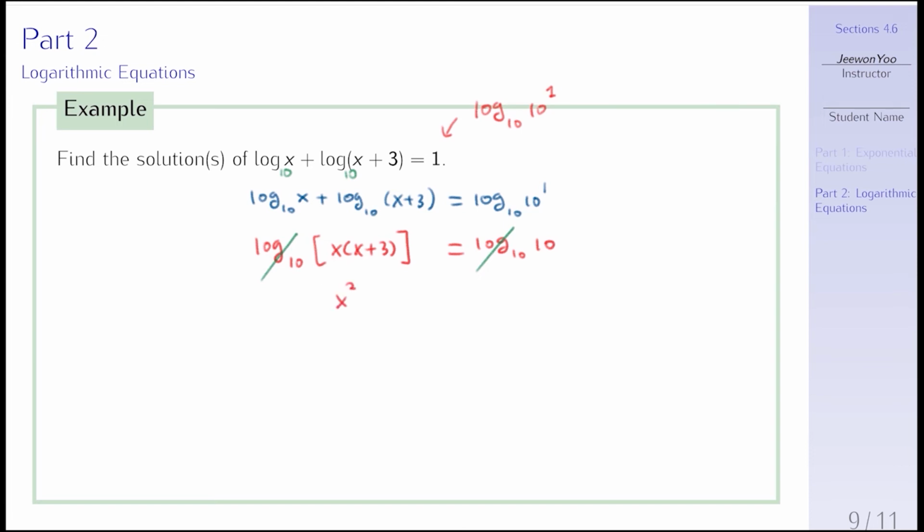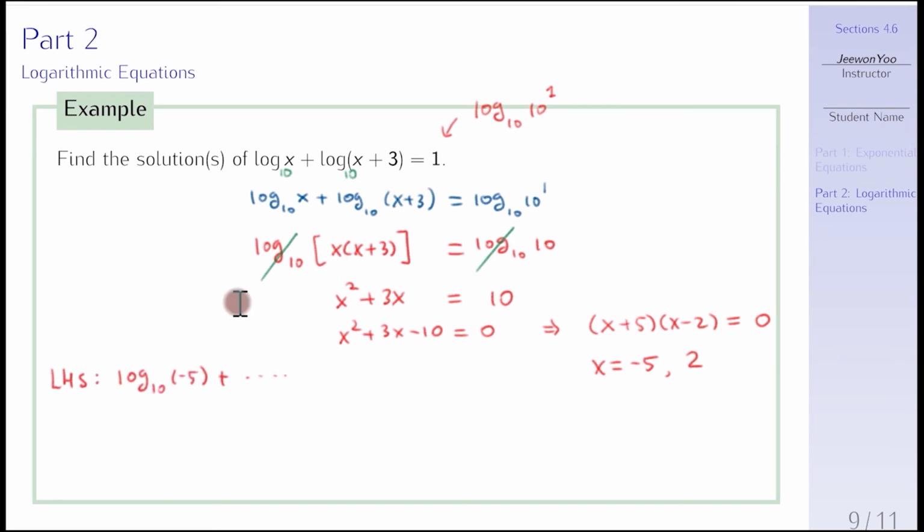Then we get x squared plus 3x equals 10. Move this over to the other side, then you'll see something really nice. You can factor this quadratic expression and you get the solutions x equal to -5 and 2. Still, it doesn't mean we're done because we have to check whether these numbers are valid or not. To check this, plug them into the left-hand side and hope that you get the right-hand side.